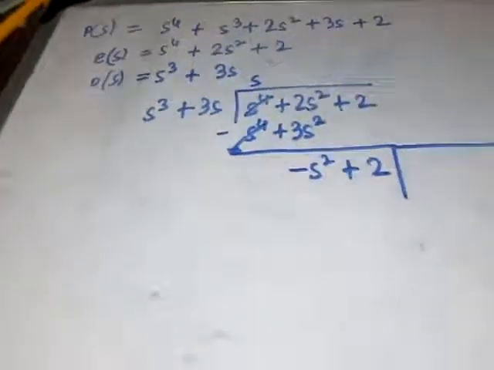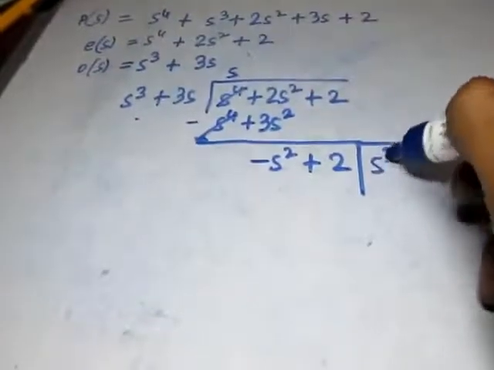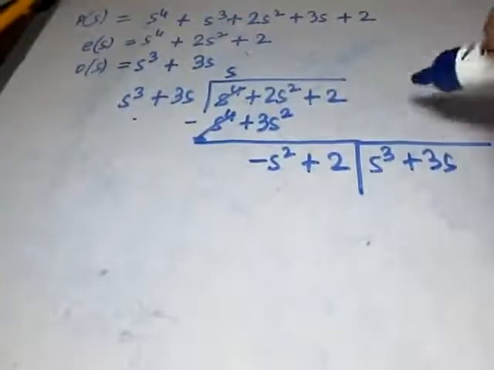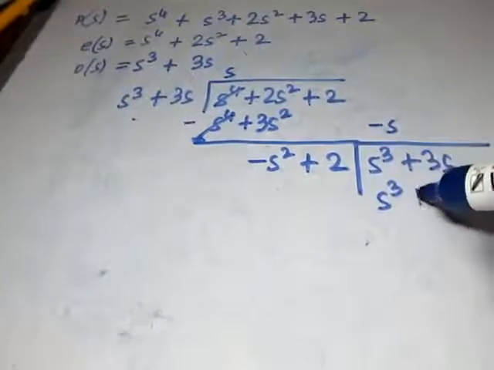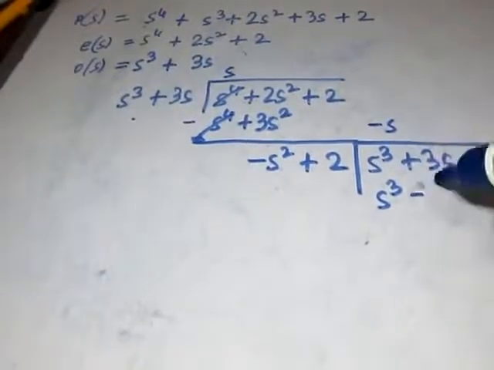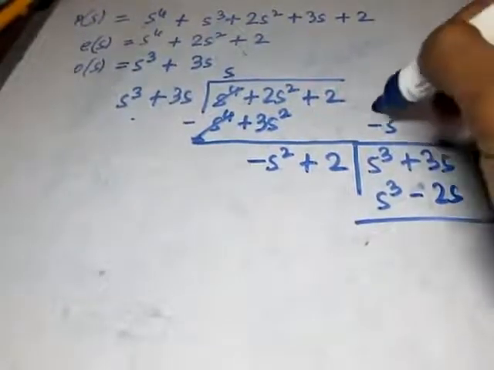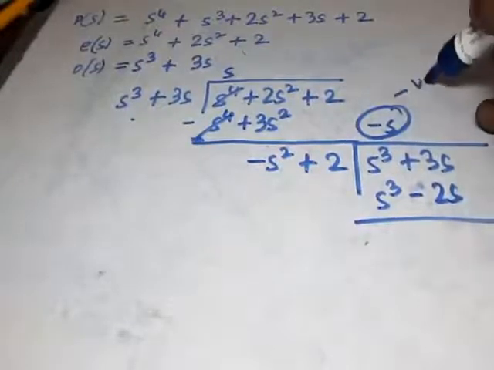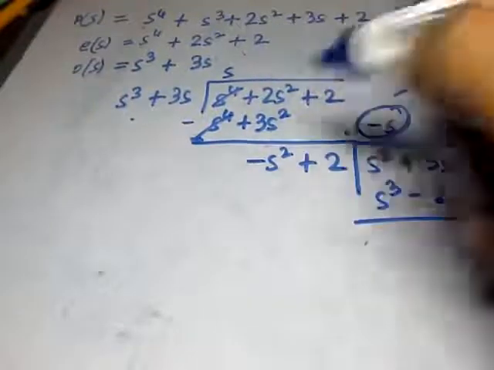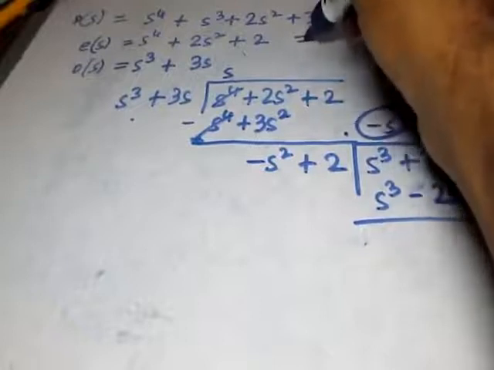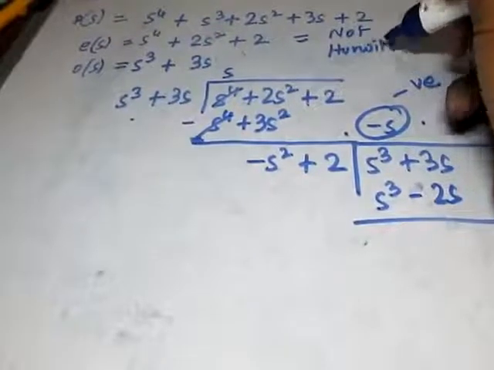Next we write this one over here, s cube plus 3s. And this becomes s, minus s cube, minus 2s. We will not proceed anymore. Why? Because we see here this one is negative. From here we can directly say that this is not a Hurwitz polynomial.